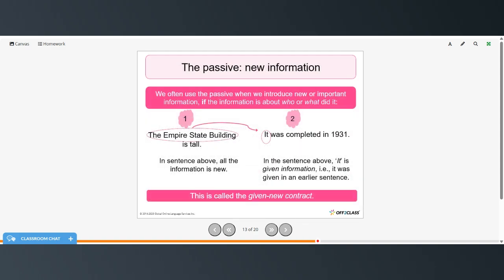So we often use the passive when we introduce new or important information, if the information is about who or what did it. So the Empire State Building is tall. It was completed in 1931. In the first sentence, all of the information is new. And in the second sentence, it is the given information because it's referring to the Empire State Building, which was already mentioned in number 1, but the rest of the information is new. And so this is called the given new contract.